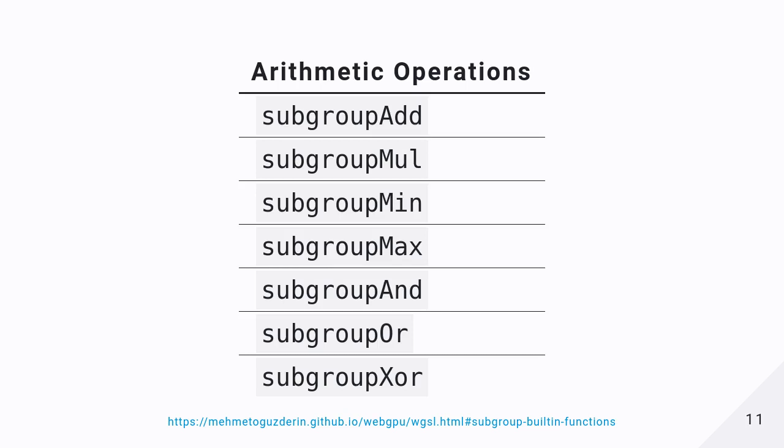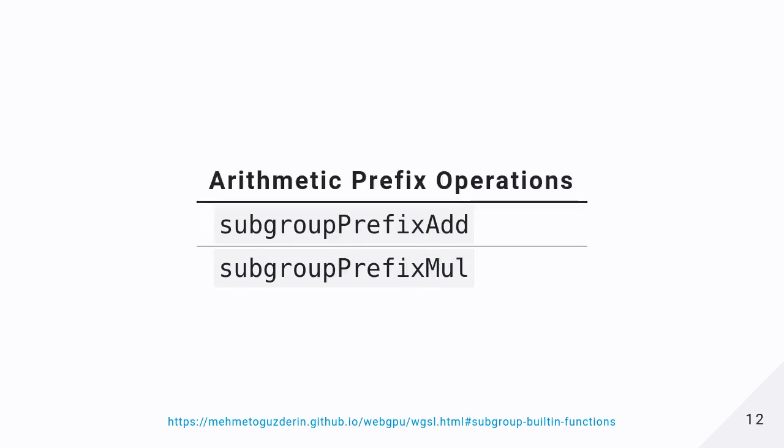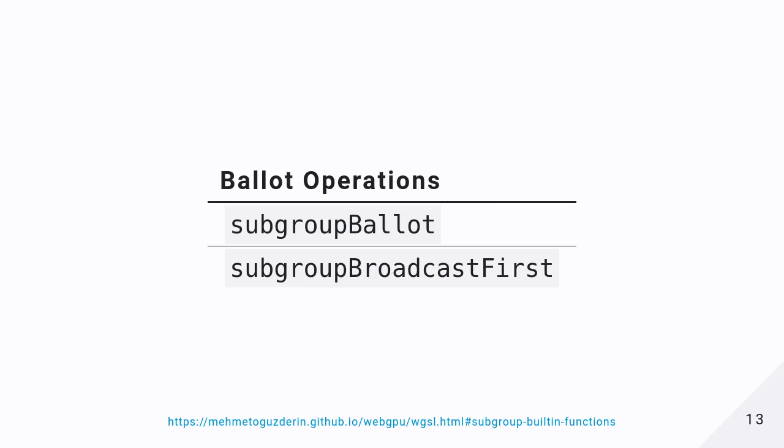Slide 12. Prefix operations provide us with the summation or multiplication of invocations with an index less than the one we are inspecting. Slide 13. Subgroup ballot returns a bit field where the bit is 1 in the corresponding invocation in case the invocation provided true to the ballot operation, and subgroup broadcast first broadcasts the value in the first lane, the first active lane, to the rest of the invocations.